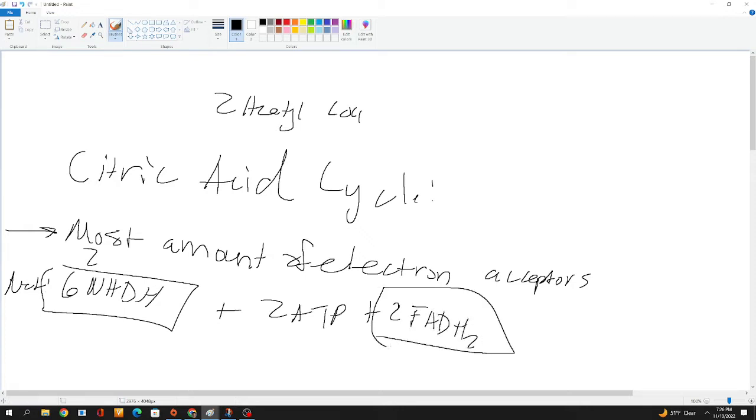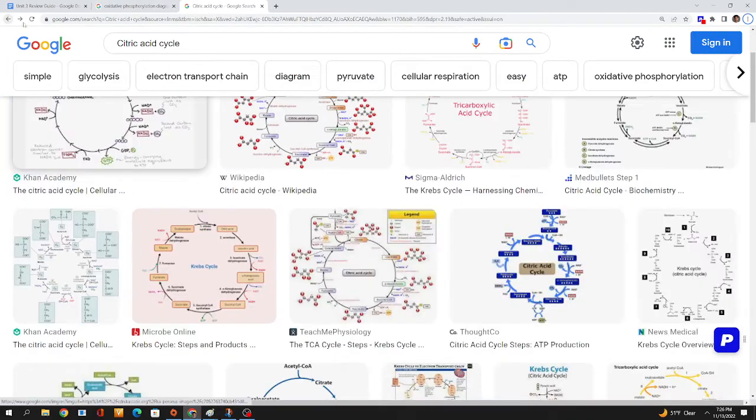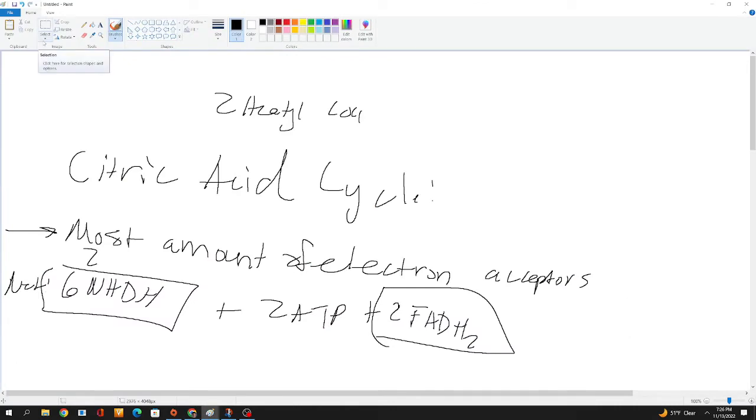FADH2. FADH2 is literally the same thing as NADH, but it's a weird thing to kind of describe. It does the same thing. It's just a different molecule essentially. So you don't really have to worry about the difference between these two things on the AP test. Just note that their initial goal is to do the same thing, and really note that in the citric acid cycle, NADH and FADH2 are the most important things that are made.